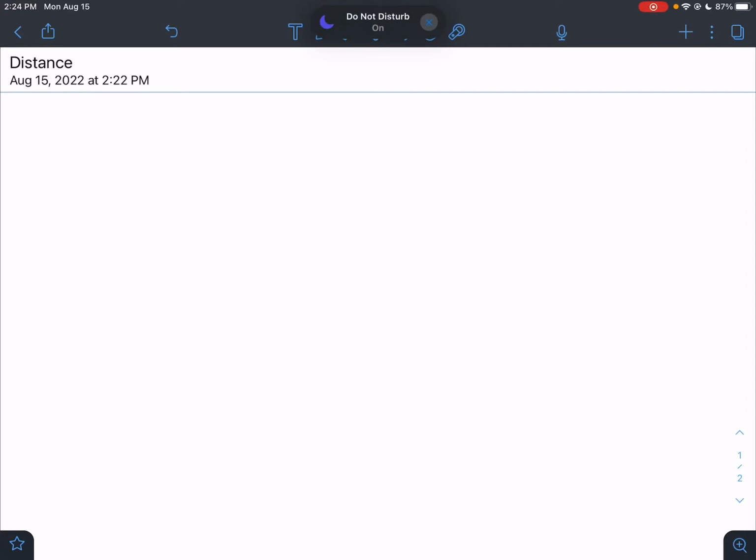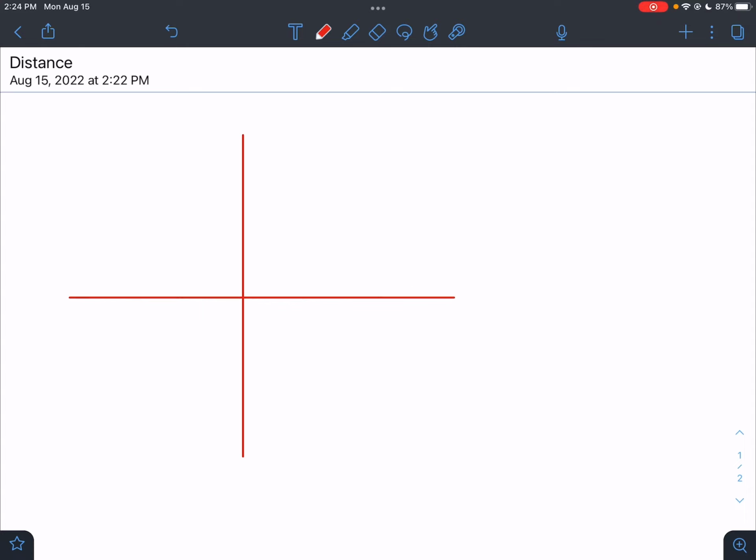Hey guys, this is Mr. Balin coming to you with a lesson on how to find the distance between 2 points on a coordinate plane. All right, so first we're going to start off with a coordinate plane. And in geometry, throughout the entire school year, you're going to have to tell me how far apart 2 points on the plane are.